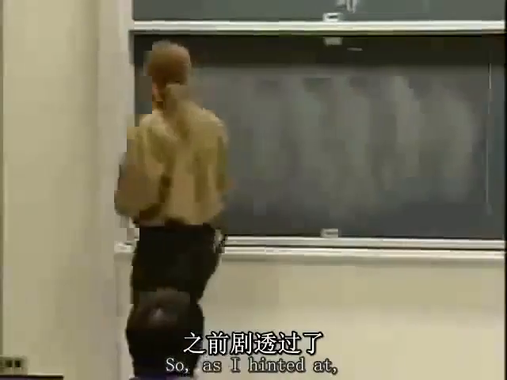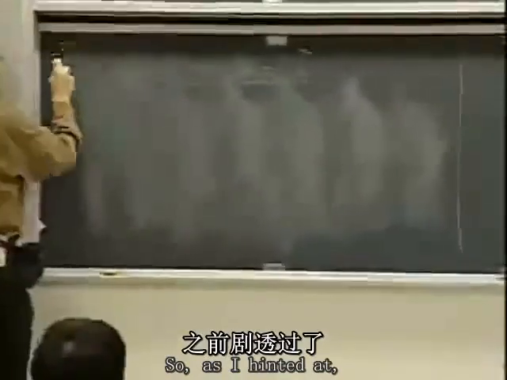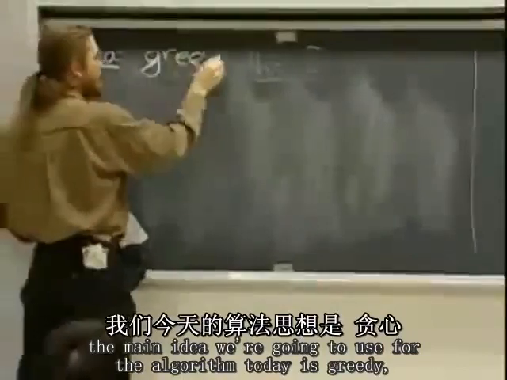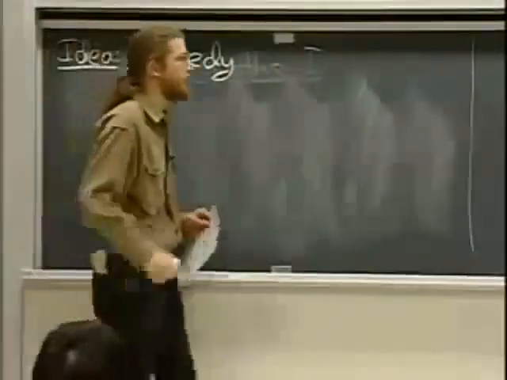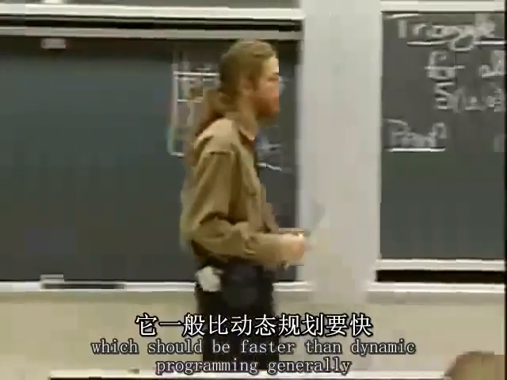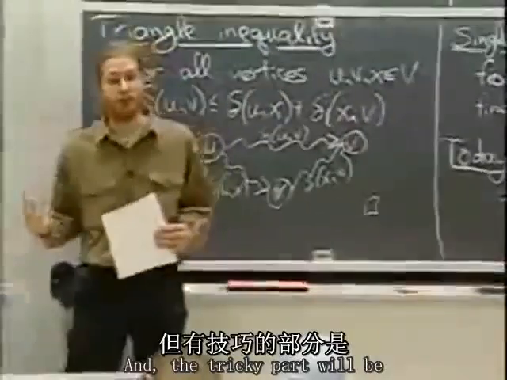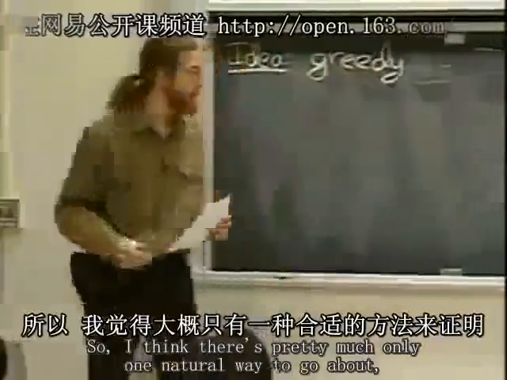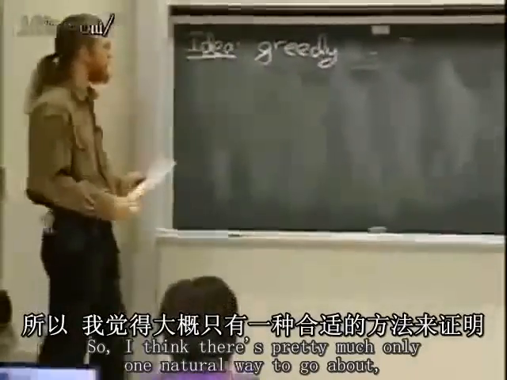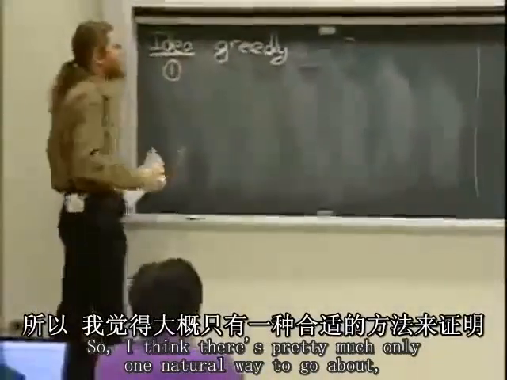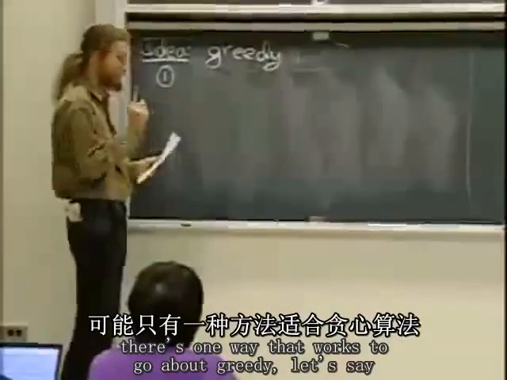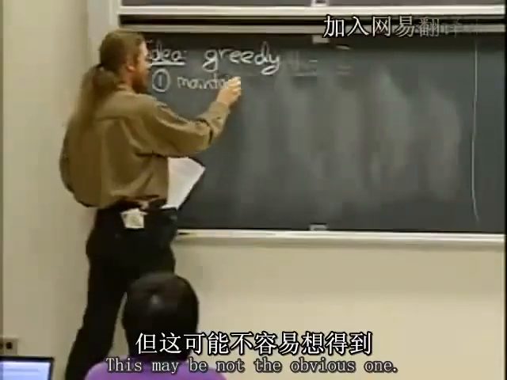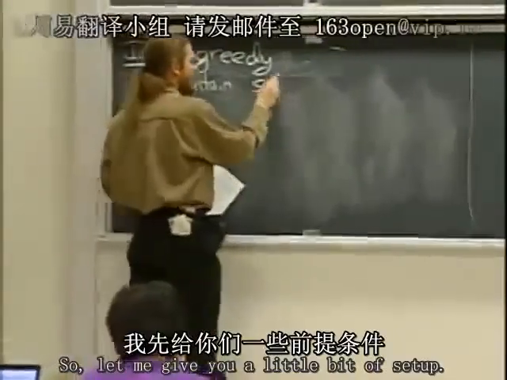As I've hinted at, the main idea we're going to use for the algorithm today is greedy, which should generally be faster than dynamic programming. The tricky part will be proving that the greedy algorithm actually works. I think there's pretty much only one natural way to go about greedy that works. It's maybe not the obvious one. So let me give you a little bit of setup.